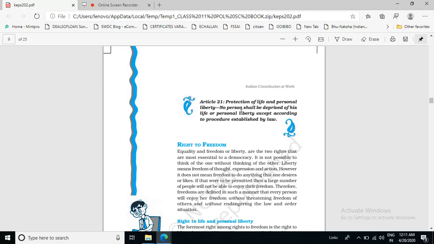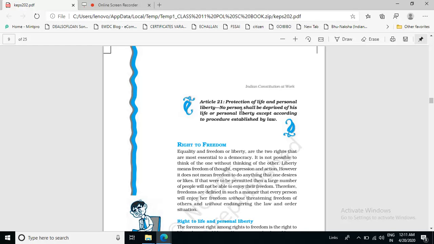In that case, as I told earlier, everyone will not be able to enjoy the liberty. It does not mean freedom to do anything that one desires or likes. If that were permitted, then a large number of people would not be able to enjoy their freedom. Therefore, freedoms are defined in such a manner that every person will enjoy her freedom without threatening the freedom of others and without endangering the law and order situation. So freedom is given in such a manner that everyone can equally enjoy that freedom, and that too without endangering the law and order situation.